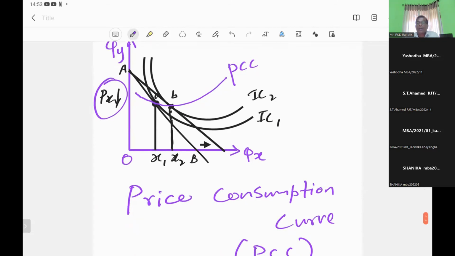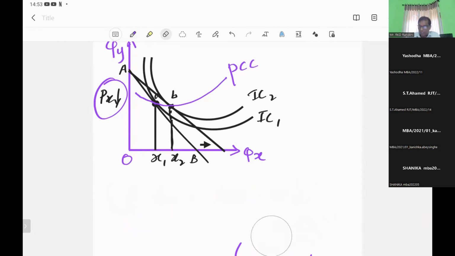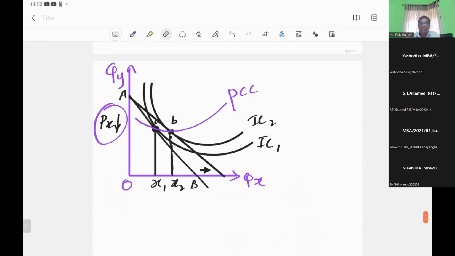Now you can discuss the very important concept here, that is demand theory. You can derive the demand curve through the indifference curve analysis by using PCC. Right. Now it is very important how to derive the demand curve through the indifference curve analysis, or how to derive the demand curve using PCC. Right. This is the way.